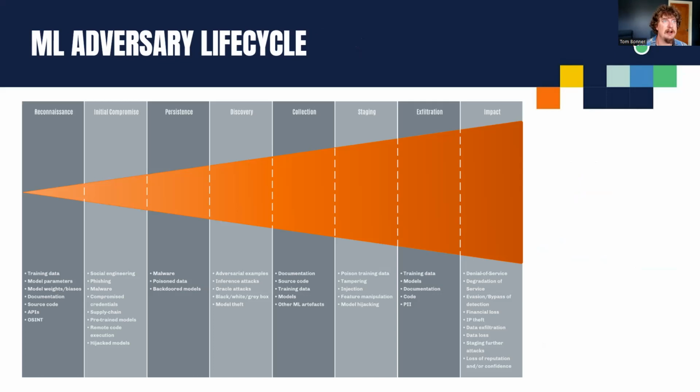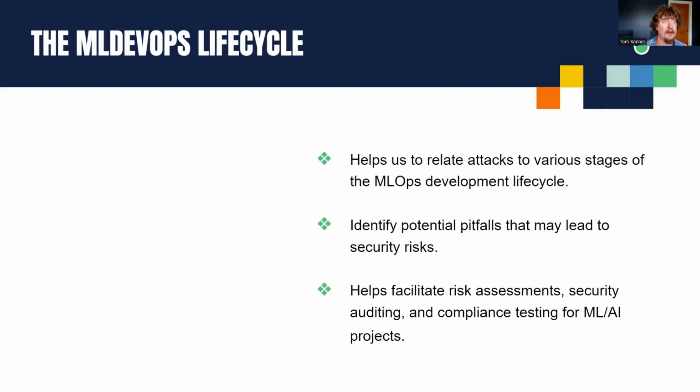To help us to better understand the phases of an attack on an ML production system, we've created the ML Adversary lifecycle, somewhat akin to the Lockheed Martin cyber kill chain and inspired by MITRE Atlas. We've broken down the lifecycle into various stages, which align with the MITRE Atlas matrix for adversarial ML attacks. These are reconnaissance, initial compromise, persistence, discovery, collection, staging, exfiltration, and impact. Each section or stage has several focal points that an attacker may target or leverage.